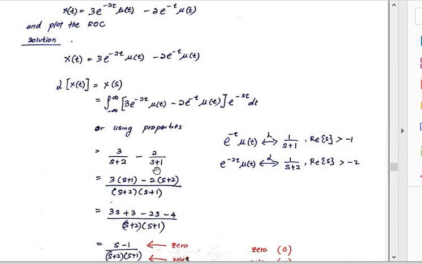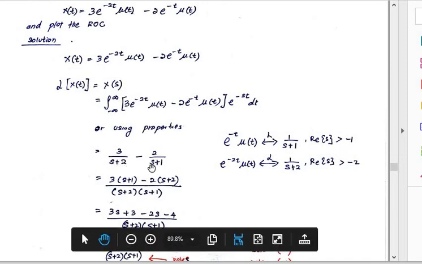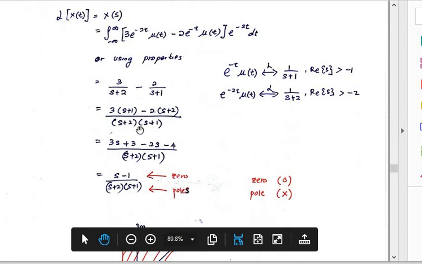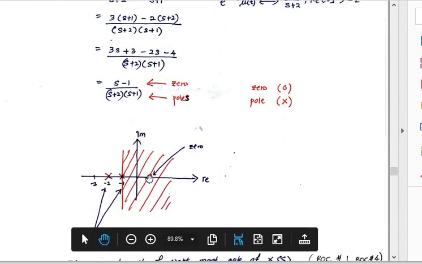Since we don't have the same denominator, we multiply s plus 2 with s plus 1. So you have 3 multiplied with (s plus 1), minus 2 multiplied with (s plus 2). Then we simplify it and we get s minus 1 over (s plus 2) multiplied with (s plus 1). The numerator gives the zeros. The denominator gives the poles.